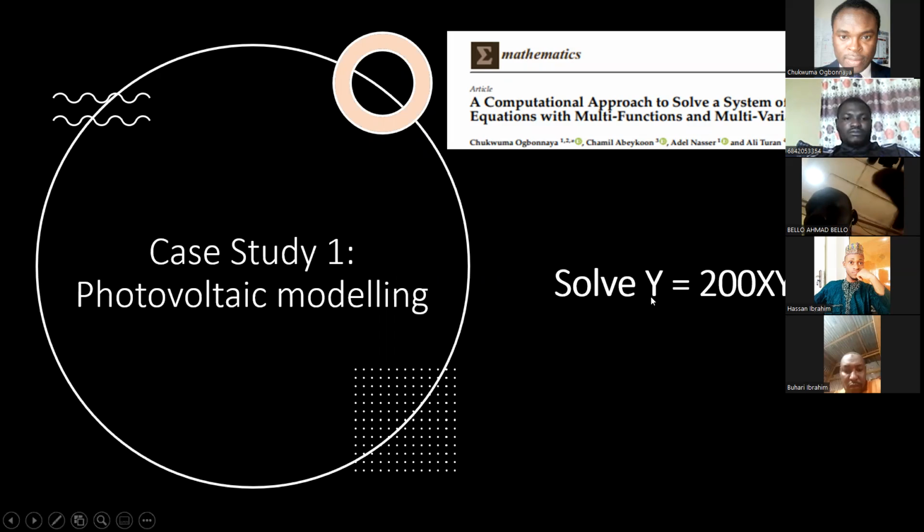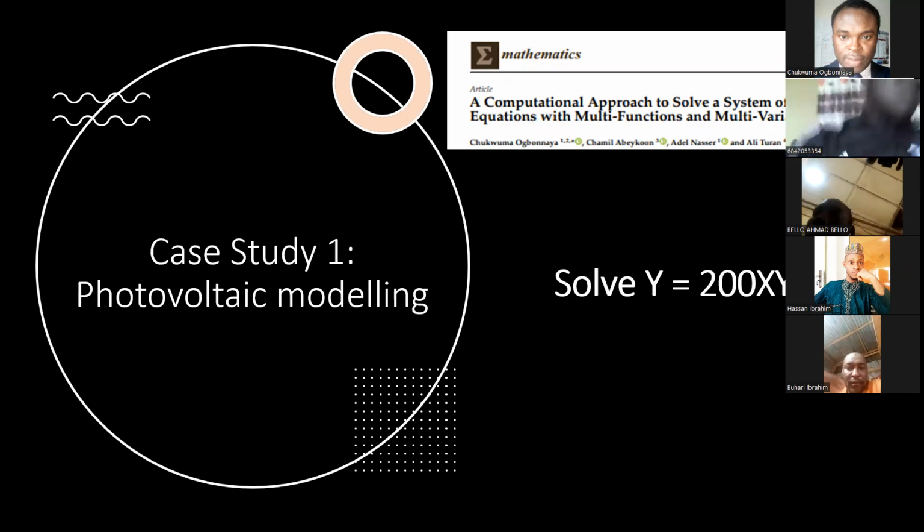We can see that there is y here as the subject of the formula, but we also have y here at the end. So what do we do? How do we solve this type of equation? This is called a transcendental equation. I published a paper on transcendental equation. You can download it, it's open access. You don't need to pay to download it. In mathematics, this is a title.